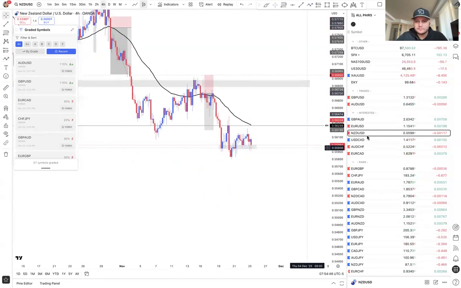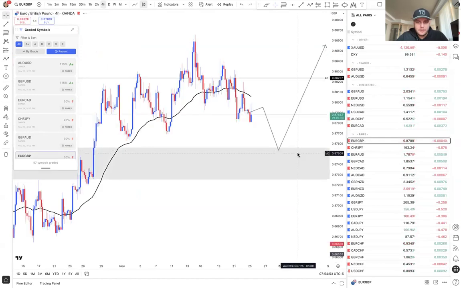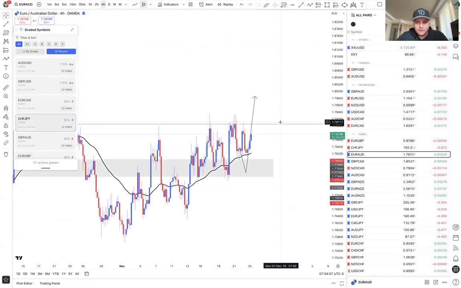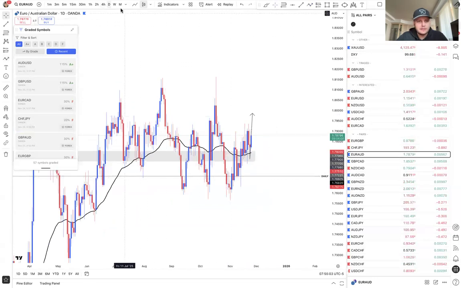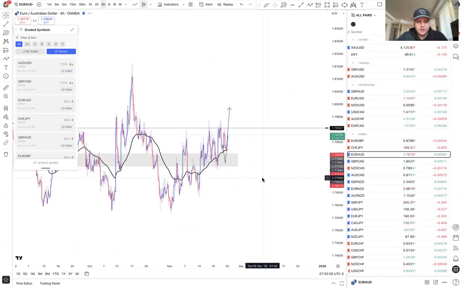All right. We'll go through all of those later. Let's just start to speed up our process here. So we've gone over those two. Euro AUD daily time frame is bullish. Here I think we're just going to continue pushing higher, to be honest.